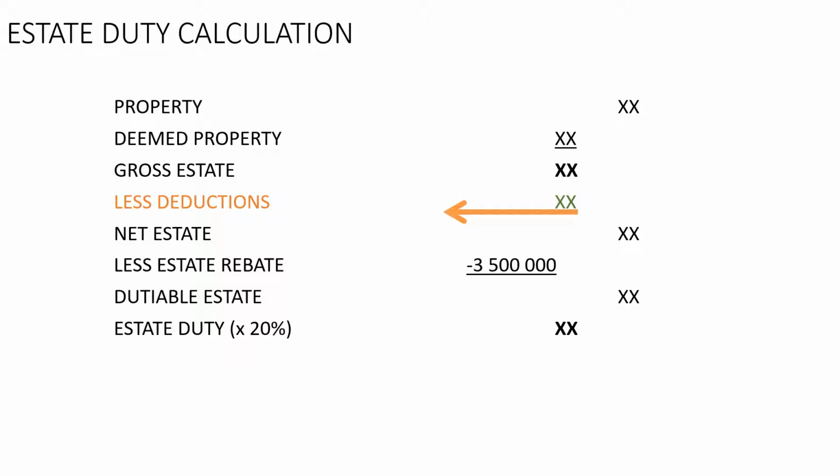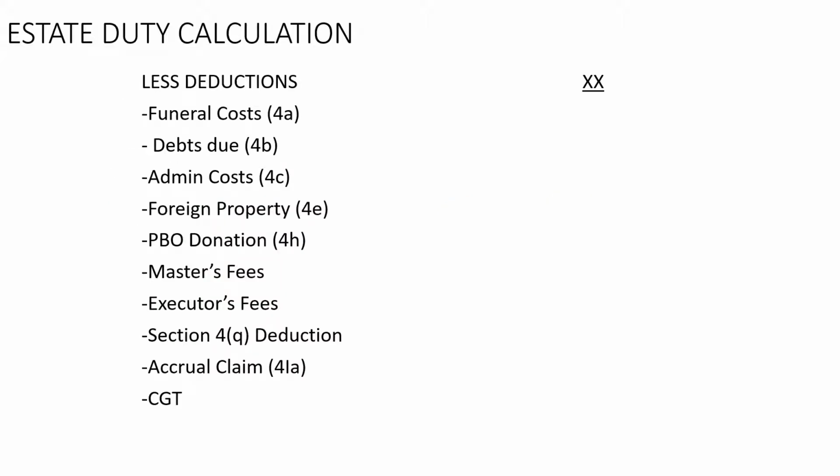Under your estate duty framework, to calculate the estate duty payable by a deceased, there are also certain deductions allowed under Section 4 of the Estate Duty Act. What are some of your most common deductions for estate duty? For example, funeral costs, debts due, admin costs, foreign property, public benefit organisation donations, masters and executors fees, Section 4Q deduction, accrual claim and CGT.